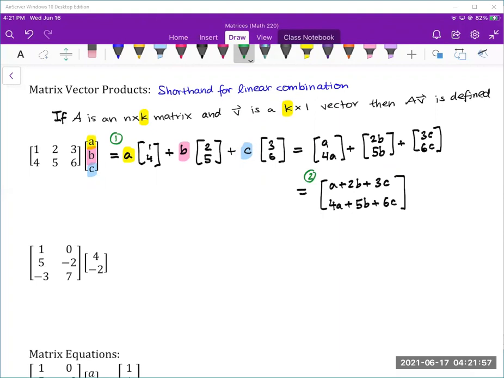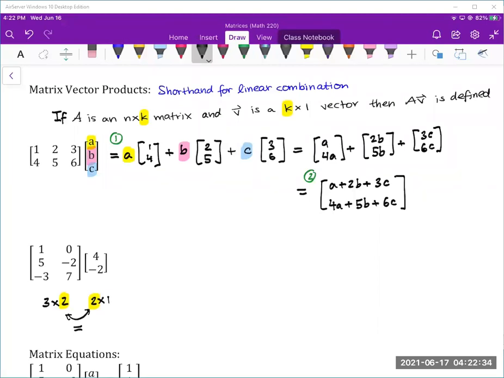So if we look at this next example, where we have columns 1, 5, -3, 0, -2, 7. Notice that this guy is 3 by 2, so we have 3 rows and 2 columns. And the vector we're multiplying by is 2 by 1. The number of columns of your matrix match the number of rows of your vector. So these two numbers are equal. Okay.